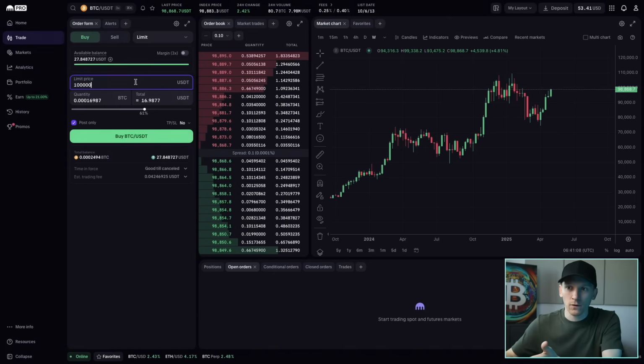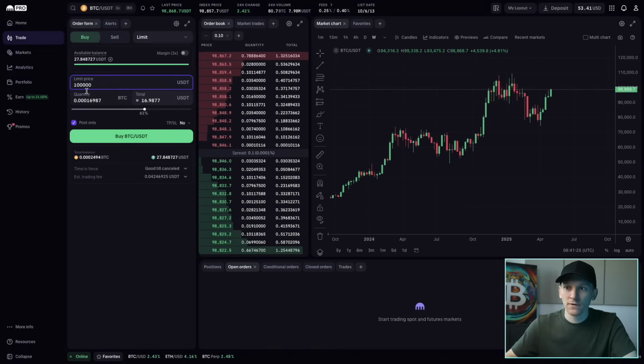Basically, I've made a mistake, right? I said that my limit is 100,000 and it's going to trade immediately, and that's not what I want to do. I've made a mistake. Well, post only prevents that mistake, and it will prevent you entering an order that can trade immediately. This is a good insurance policy if you don't want to pay those slightly higher trading fees.